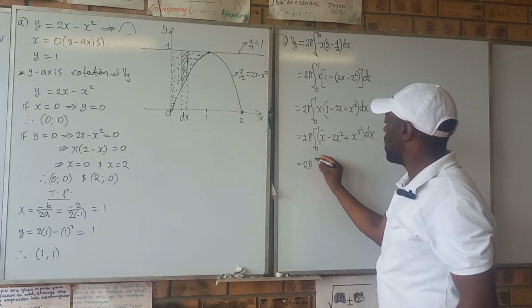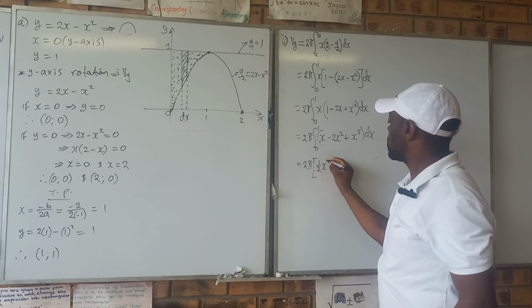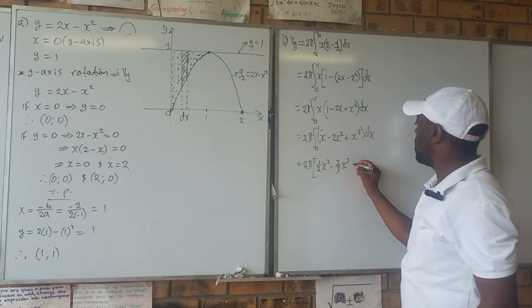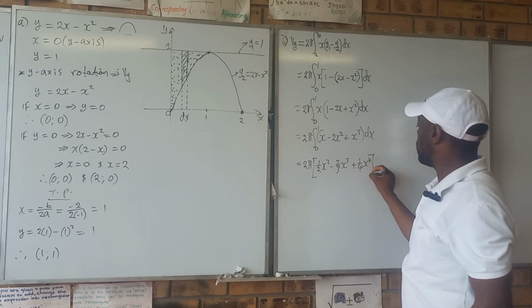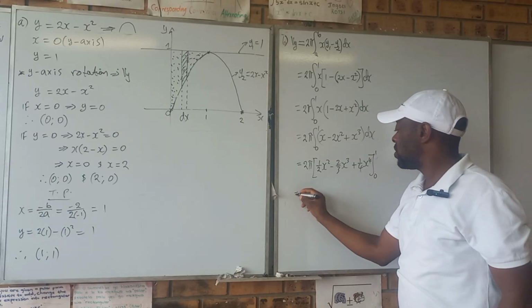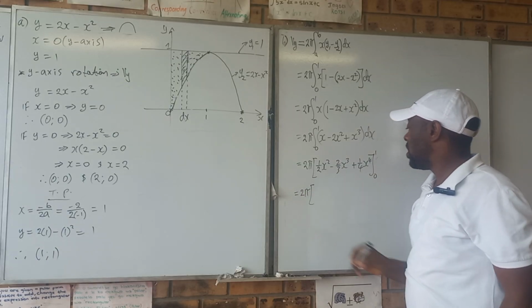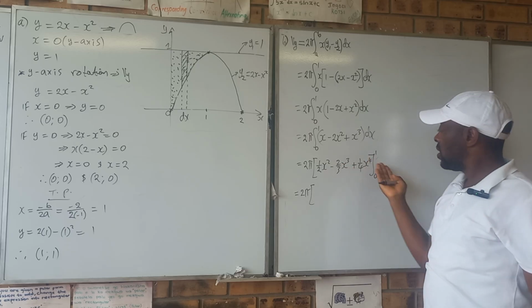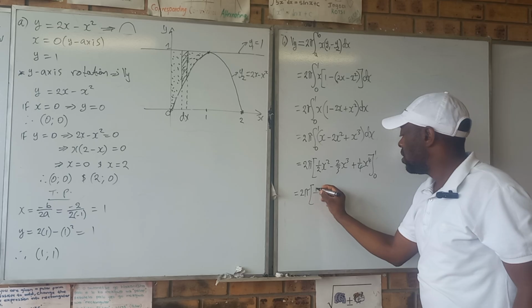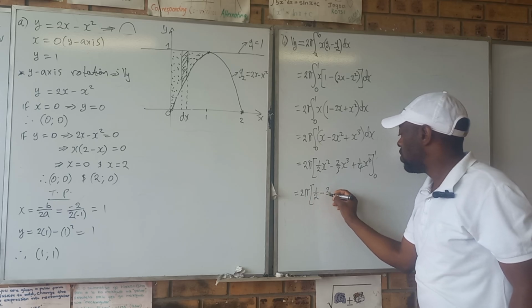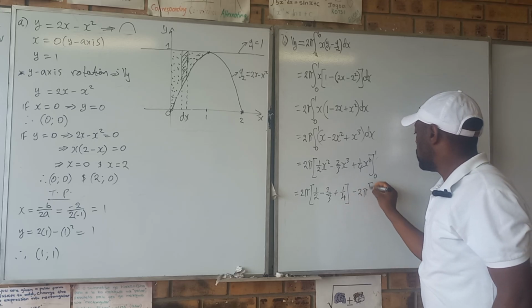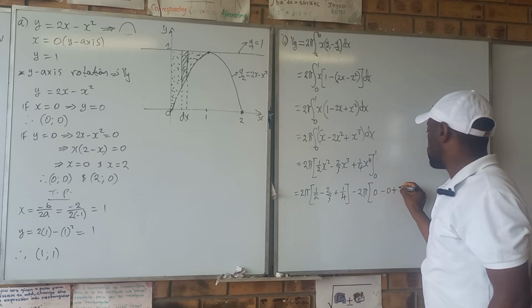So I will get 2 pi into a half of x squared once I integrate x minus 2/3 of x cubed, then plus 1/4 x to the power 4 from 0 to 1. Then I can now substitute my limit, starting with the upper limit. Since the upper limit is a 1, it makes life easy. If you substitute 1 everywhere, you get a 1, so I get 1/2 minus 2/3 plus 1/4. Then my lower limit will simply be a 0 minus a 0 plus a 0.